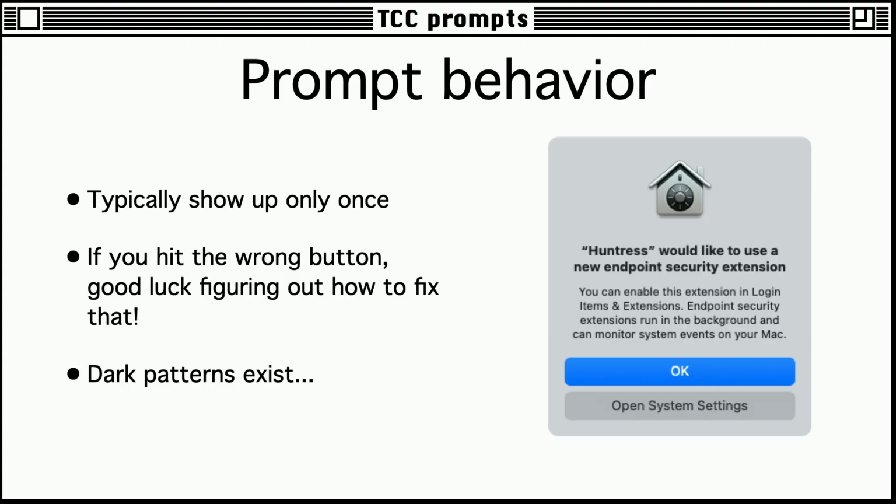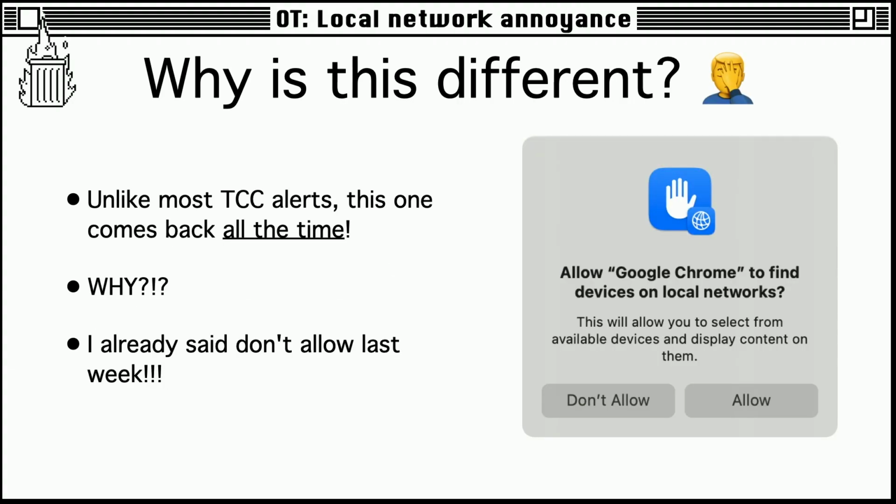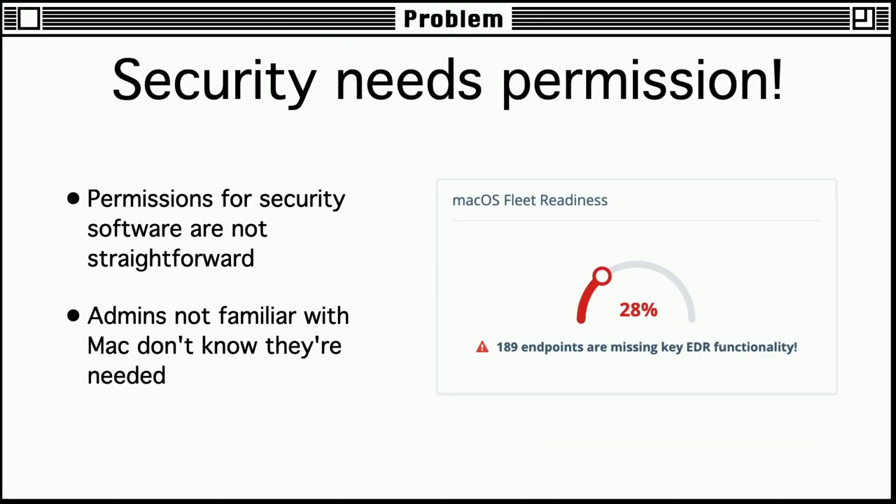Now I'm going to go off on a little side rant here on these alerts. I'm sure you guys have seen this one. And like I said, they only show up once, right? No. This one is different. Why is this one different? I have no idea. I don't know why this one just keeps coming up over and over again. I keep having to say don't allow. Little off topic, but it bugs me, so I thought I'd point it out. That is the one exception, though. None of the rest of these keep coming up over and over again.